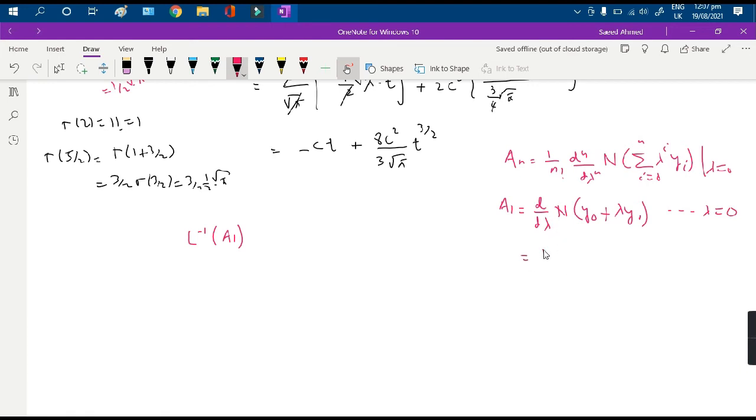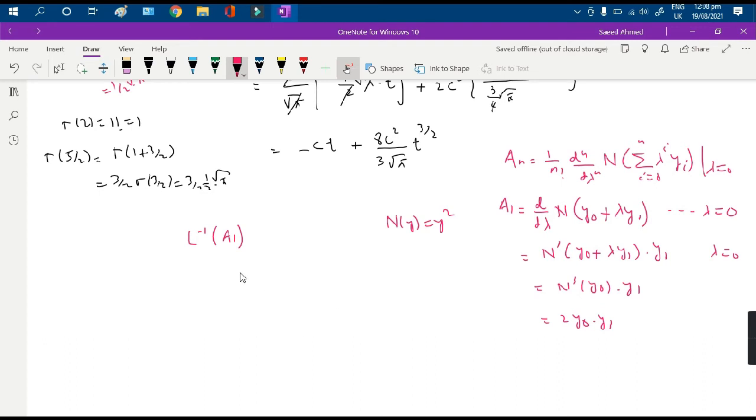Now I have to differentiate it, so it becomes N prime of y0 plus lambda y1 into y1, because we are differentiating with respect to lambda, and then we have to put lambda is equal to 0. So when lambda is equal to 0, this becomes N prime of y0 into y1, and since my N of y is equal to y square, N of y0 becomes y0 square, whose derivative is equal to 2y0 into y1.